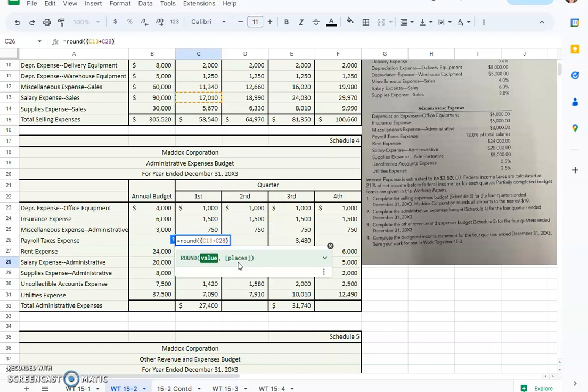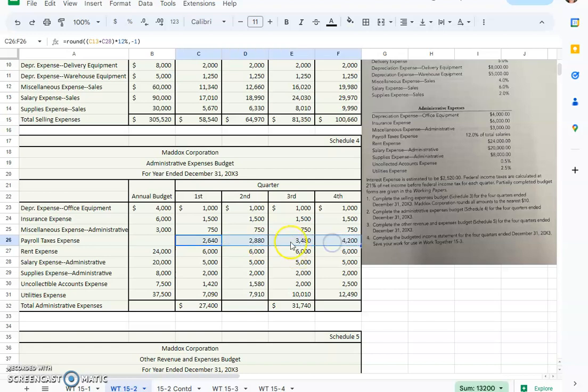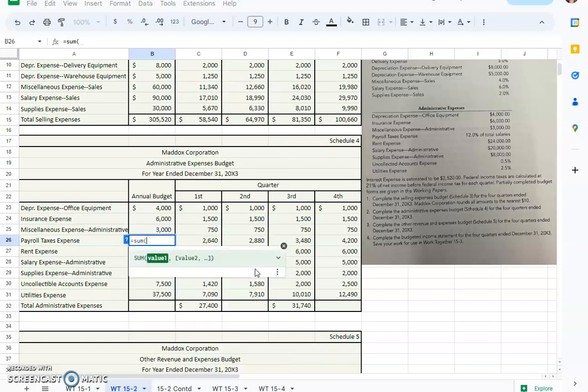We'll close that off, so order of operations, it's added first, times 12%, and then comma, number of places to the -1 so that we get it rounded to the tens place, and enter. 2640, which is, if we get 3480 on the third quarter, it'll be a check. So we did it right. That was a little trickier, but not too bad.